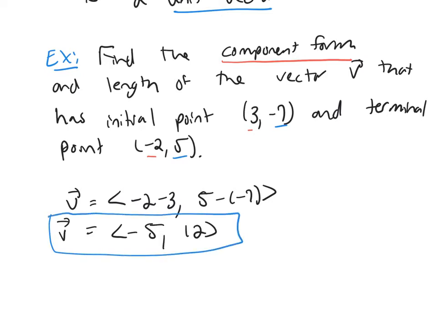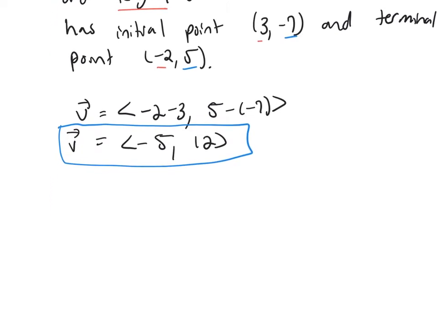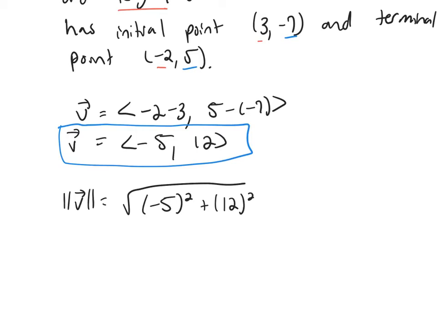The problem also asked me to find the length of this vector, so that's the next thing I'm going to do. Find the length of the vector. And again, it's pretty simple to find the length. You take the square root and you take each entry and square it. (-5) squared plus 12 squared. So this is the square root of 169, or 13, and that's the length of this vector: 13.